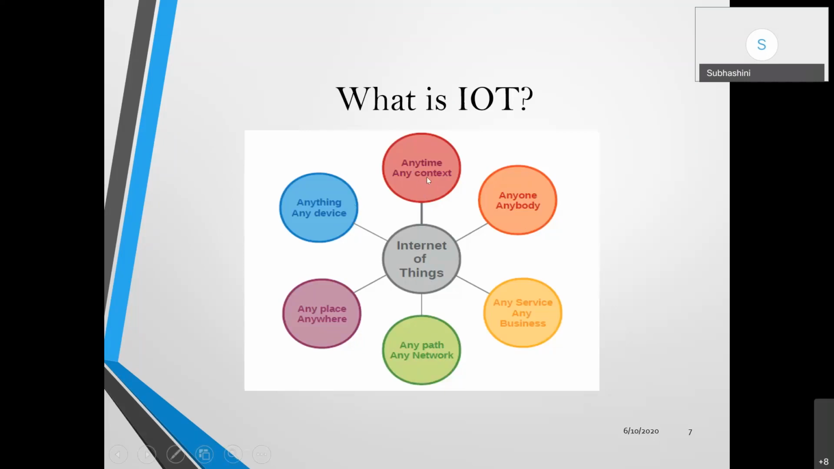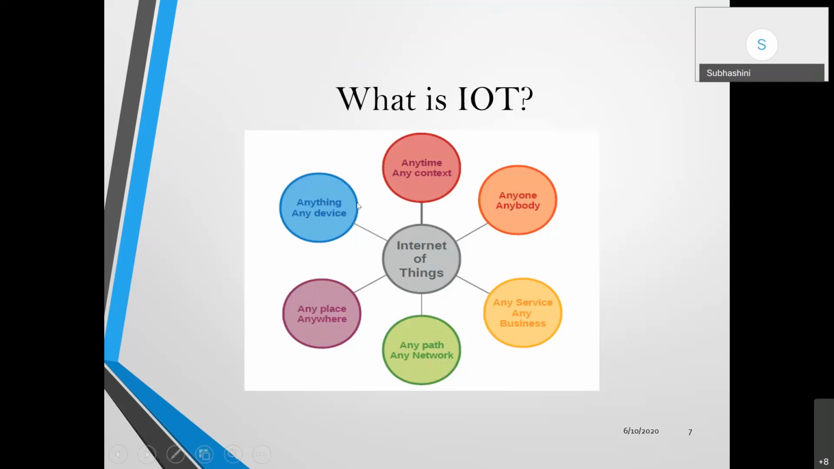You can just look at it in terms of A's. If you can remember these things in terms of A's, multiple A's: anytime, any content, anyone and anybody, any service and any business, any part, any network, any place, anywhere, anything, and any device. So the services of this IoT are available in all these forms of A's.